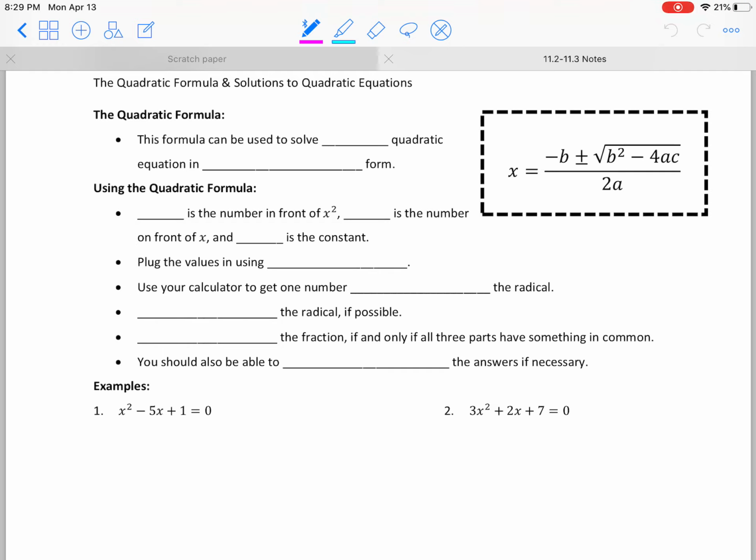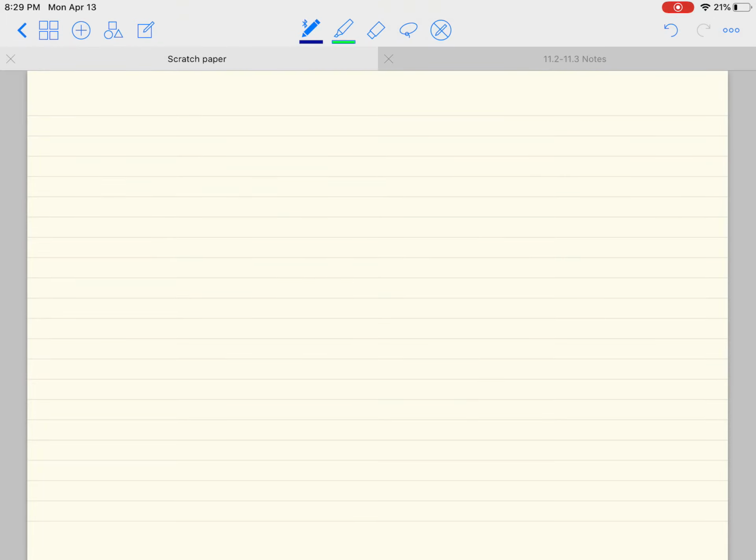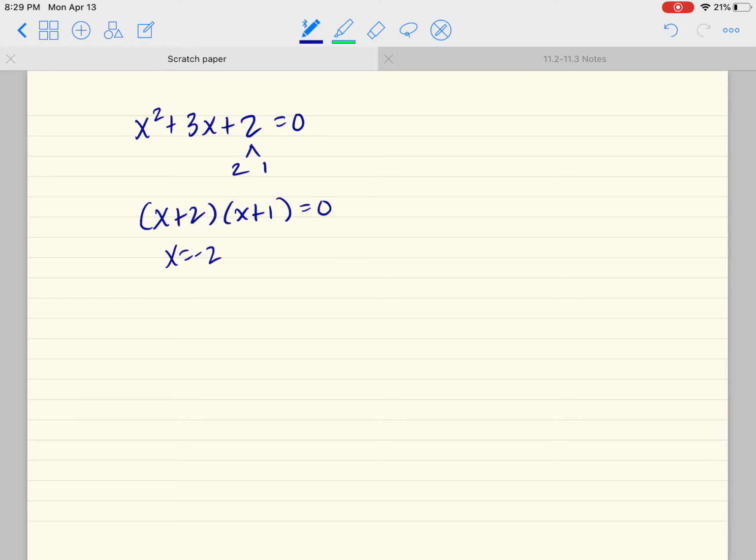We looked at solving using the square root method, and that was only possible when the middle term of our quadratic was missing. Let me just go to my scratch paper. So if we had something like x squared plus 3x plus 2 equal to 0, then we could solve this by factoring because there are factors of 2 that make 3. So we'd say x plus 2 times x plus 1 equals 0, and then our solutions would be -2 and -1.